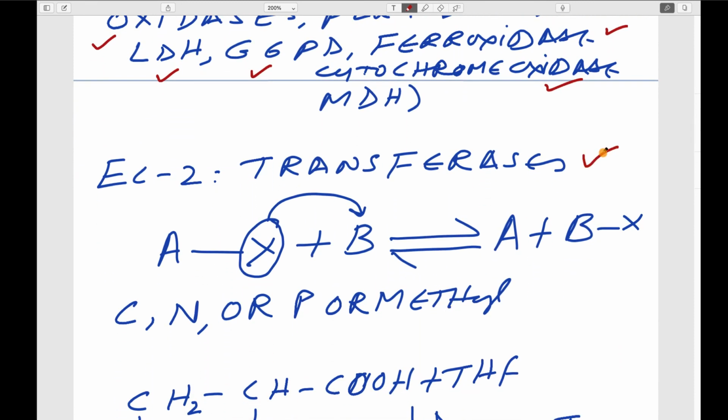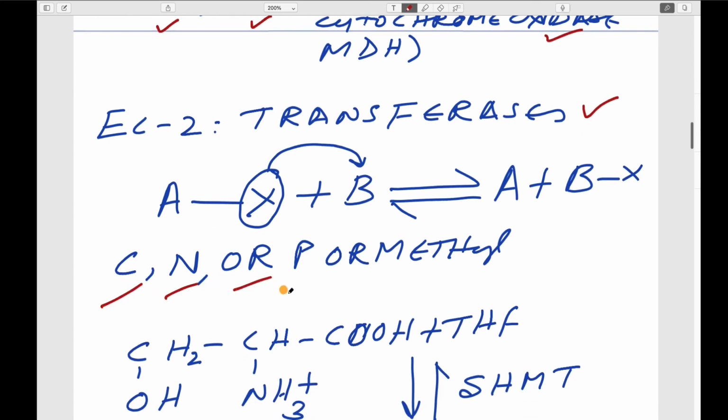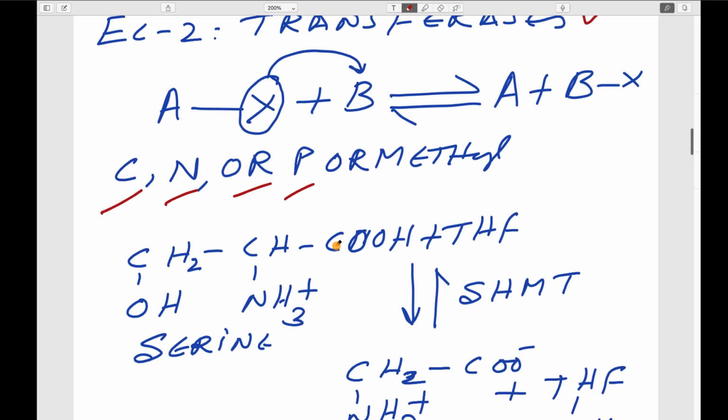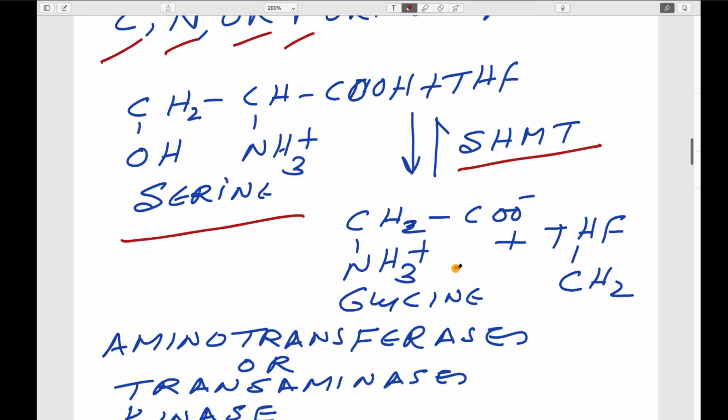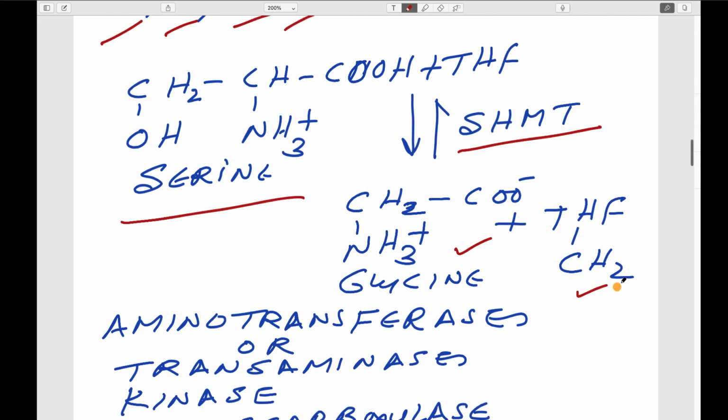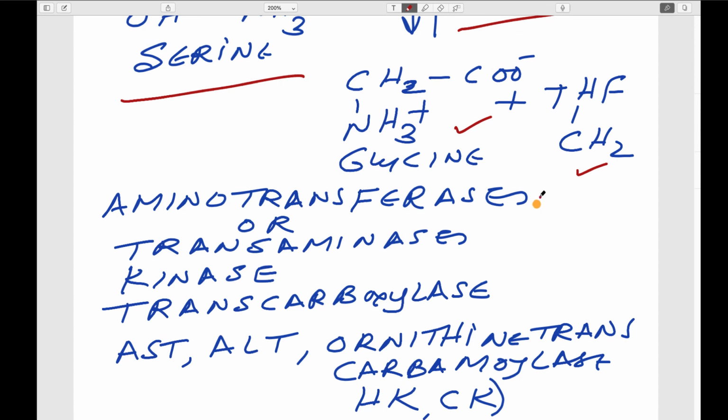The second one is transferases, EC2. Here I have shown how the transfer takes place: transfer of carbon, nitrogen, phosphate, or methyl groups. We took serine as an example, reacting with tetrahydrofolate by the action of serine hydroxymethyltransferase, leading to the formation of glycine and N5, N10 methylene tetrahydrofolate. The subclasses are aminotransferases or transaminases and kinases. Examples include AST, ALT, ornithine transcarbamylase, hexokinase and creatine kinase.